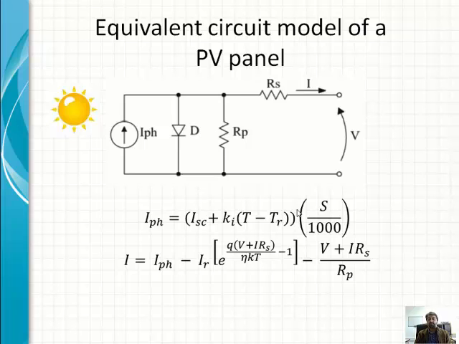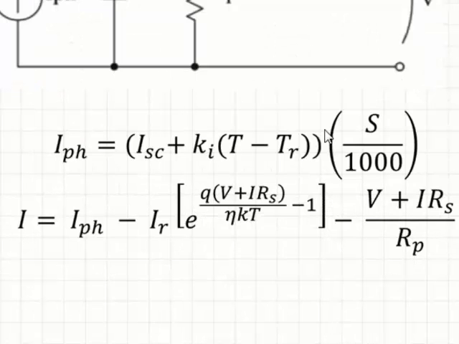Now the first equation that you see is responsible for generating IPH, and IPH is, as you can see, proportional to S, where S is the irradiance level of the sun, right? So that's measured in like watt per meter squared, and also you can see that it is dependent on T, and T is the temperature, right? I won't go into too much detail about each of these particular terms.